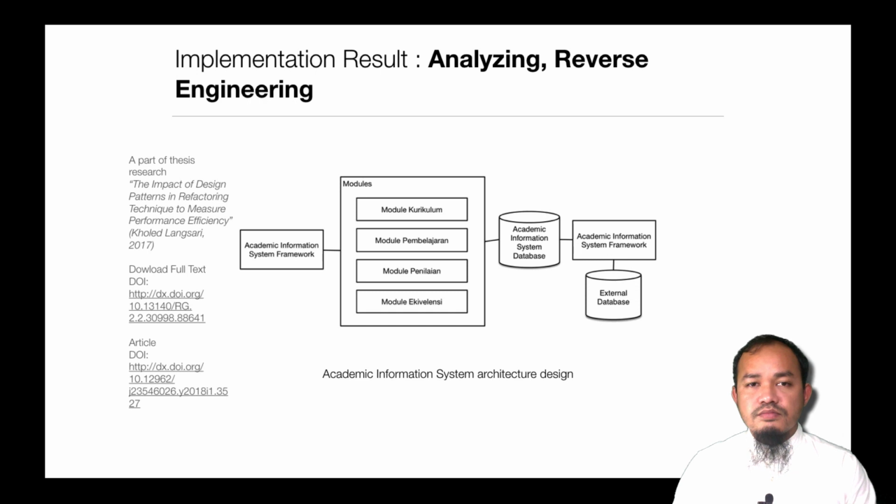If you look at my thesis, there are many subsystems in one system. They are composed of many subsystems. You can see here the framework, the academic information system framework. They consist of modules, and they consist of a database, the academic framework, the system framework, and an external database, and so on. This is what we call system architecture design, the overall system.